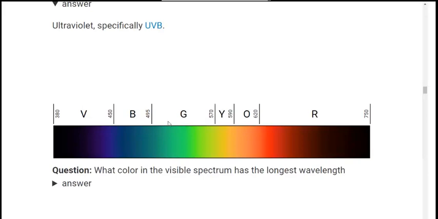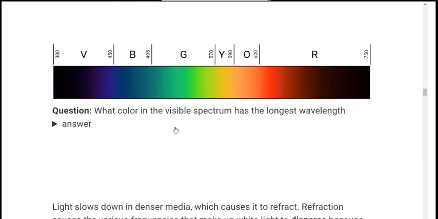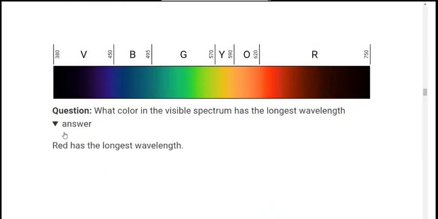570, and yellow will have wavelengths 570 to 590, and orange will have 590 to 620 nanometer, and red will have the highest wavelengths, that is from 620 to 750. So in our spectrum of visible light, red will have the longest wavelength. So let us look into the answer. Red has the longest wavelengths.